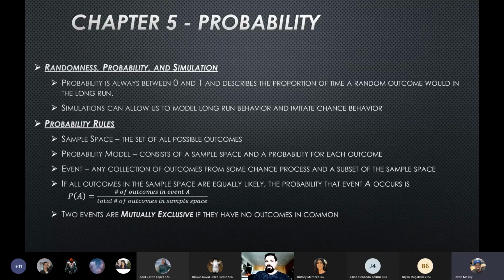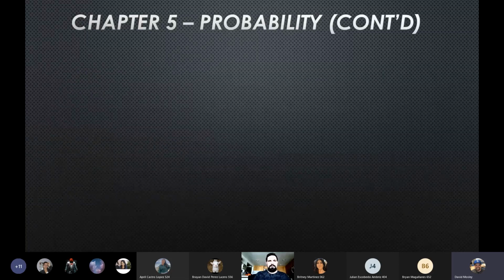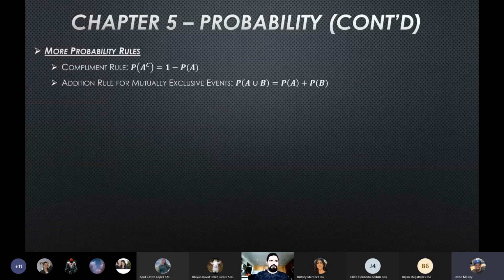And 2 events are mutually exclusive or disjoint if they have no outcomes in common. Right? 2 disjoint events would be saying event A is having the sum of the 2 dice be 6 or less, and event B being the sum of the 2 dice being 10 or more. There's no intersection between those two. I cannot have the sum of the dice be 6 or less and be 10 or more at the same time. It is impossible. We also have our complement rule.